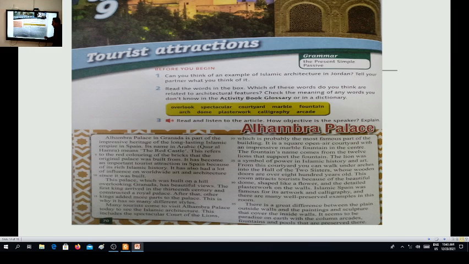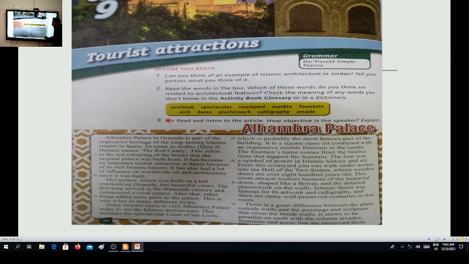Another word is plasterwork. Plasterwork is work which is made of plaster. We have also calligraphy. Calligraphy means when you write beautifully, in a very beautiful way. It is related to handwriting, and you have to write beautifully. Arcade, and we're going to see the meaning of arcade while reading this lesson.